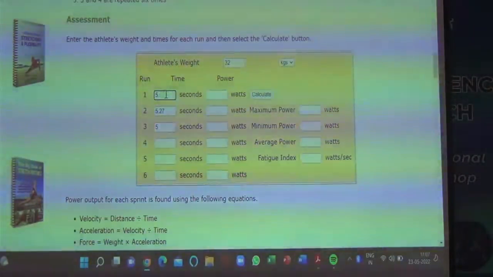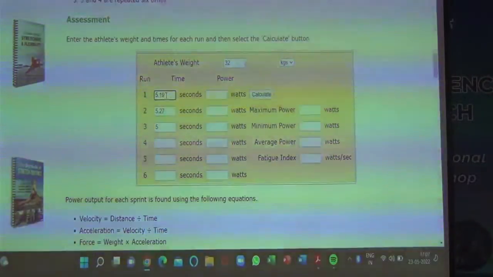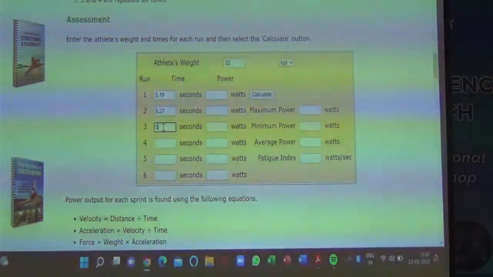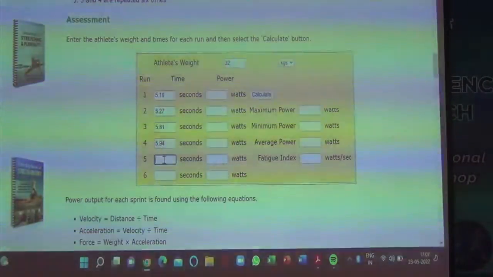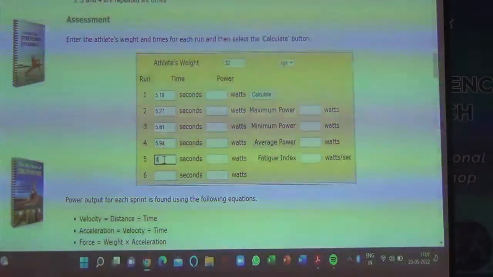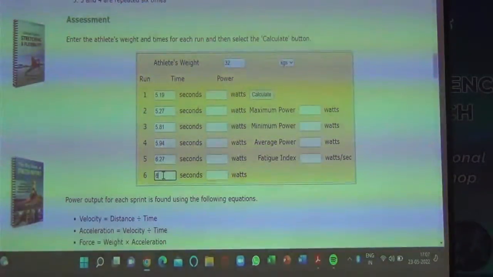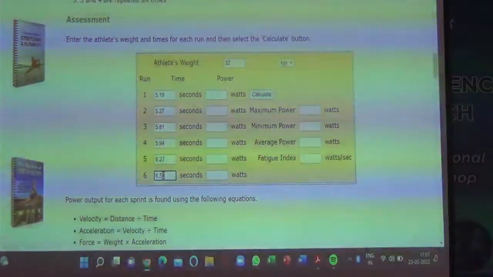That's it. Okay, 5.19. Second 5.27. Whoever has made a mistake, please correct it. 5.81. 5.94. 6.27. 6.59. Okay, all right. So these are the 6 timings. Is it clear? Visible to all of you? Okay.